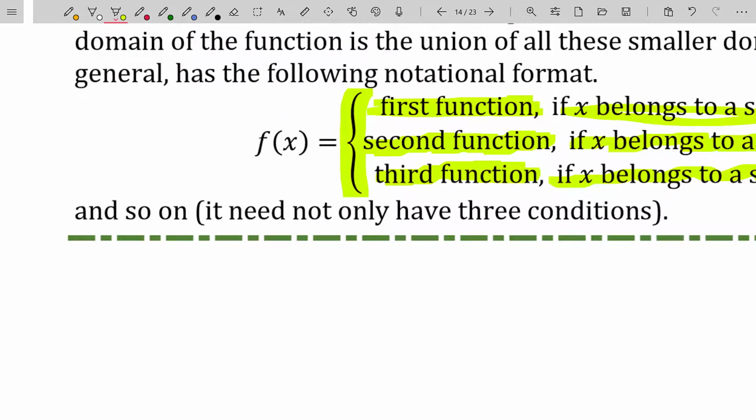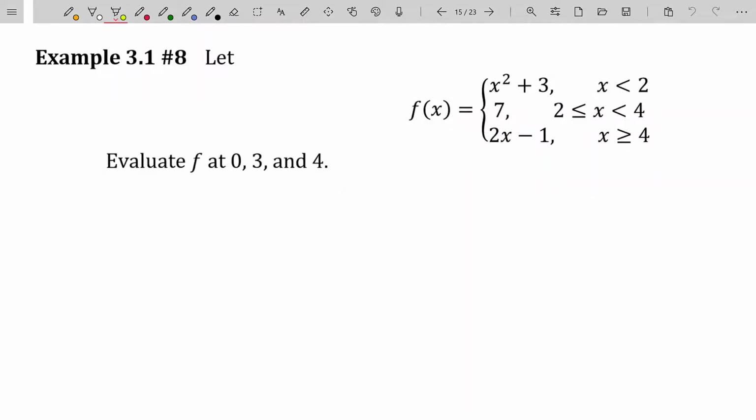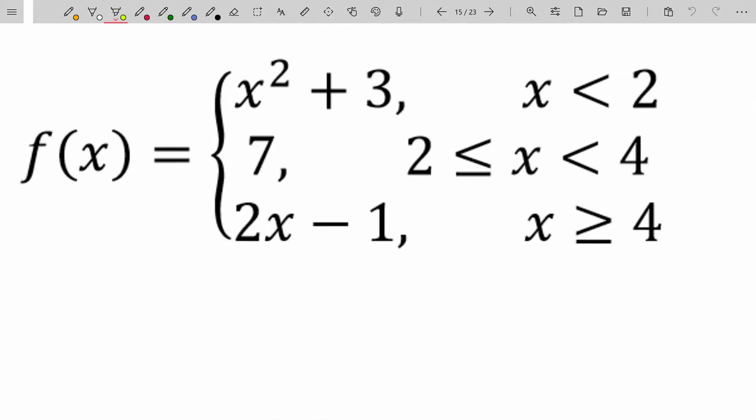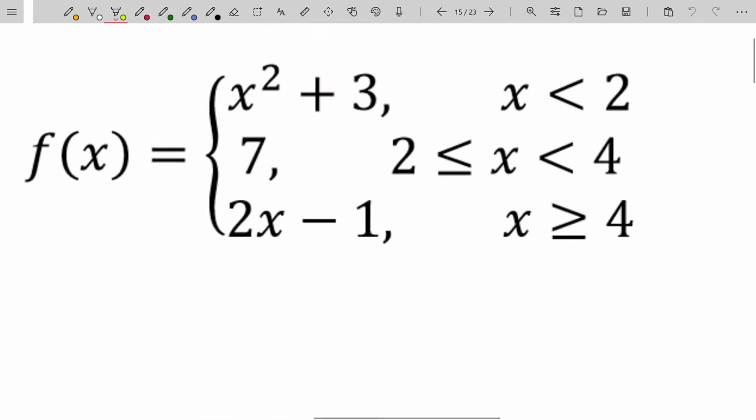It's sort of like you saying, I'm gonna wear a red shirt if it's Monday, a blue shirt if it's Tuesday, a green shirt if it's Wednesday, that type of thing. It's an if-then situation. So here's a common looking piecewise defined function. F of x takes on 3 possible functions. The first function, x squared plus 3: f of x is going to equal that as long as we're plugging in values less than 2 for our inputs.